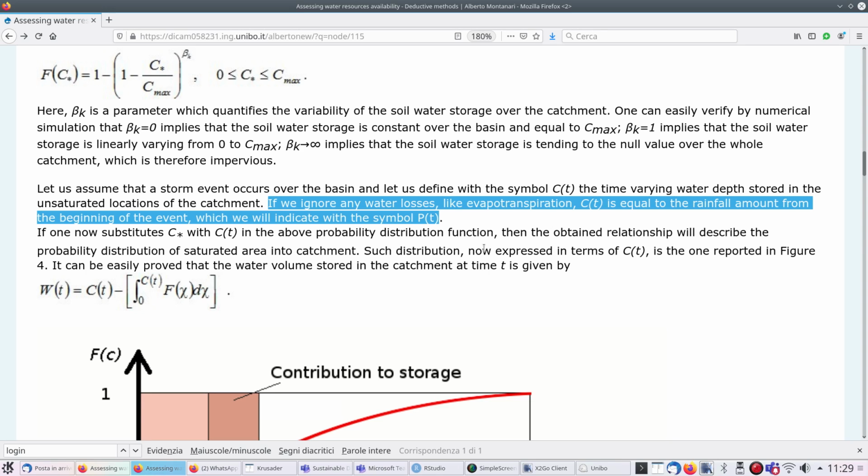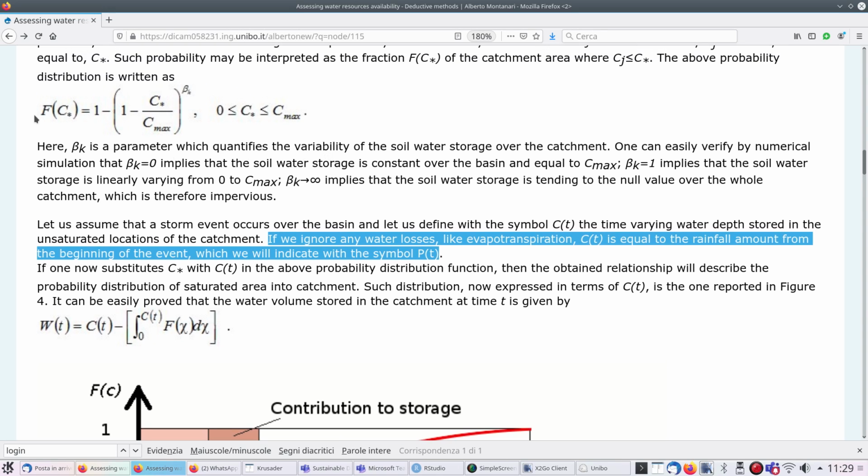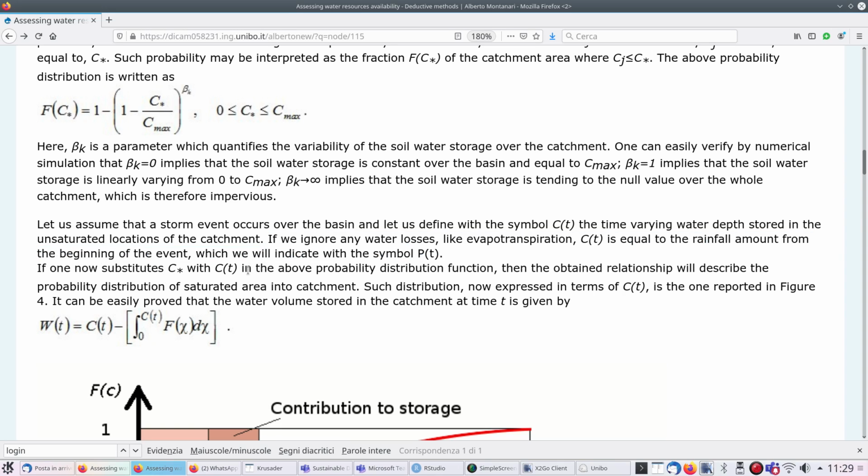Perfect. Now, if we go back to our previous relationship, Fc star, and we substitute C star with C(t), then this same relationship will describe the probability distribution of saturated area in the catchment. Because, you know, C star is a given water storage. So we said that C star is varying between 0 and Cmax. If we equate C star with C(t), which is the water stored in the unsaturated area, then we get the fraction of the catchment which is unsaturated.